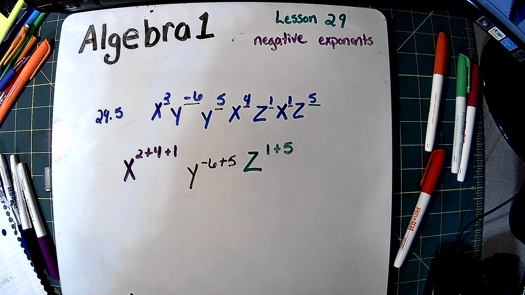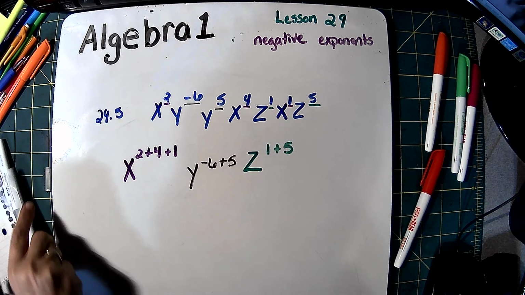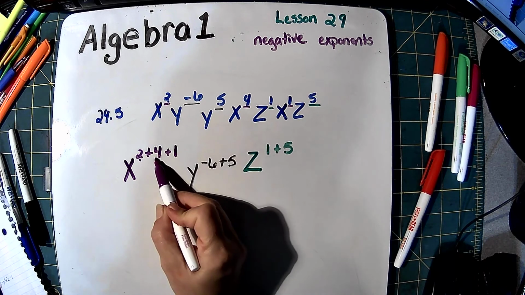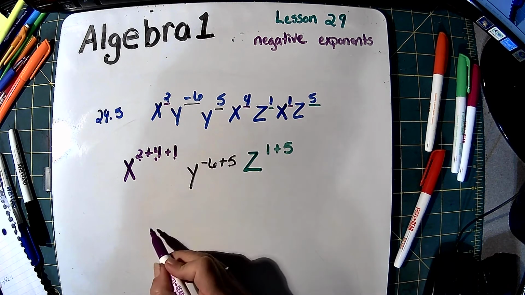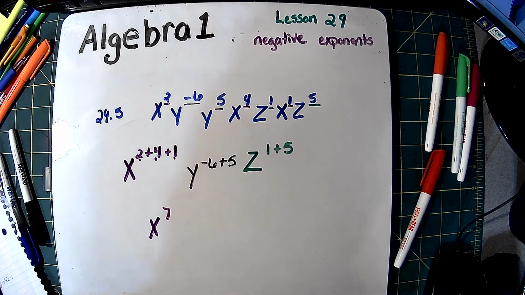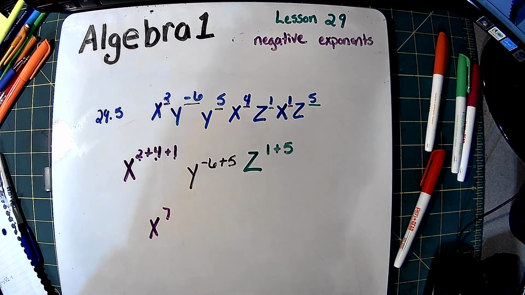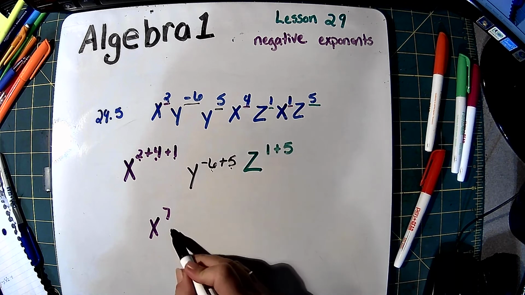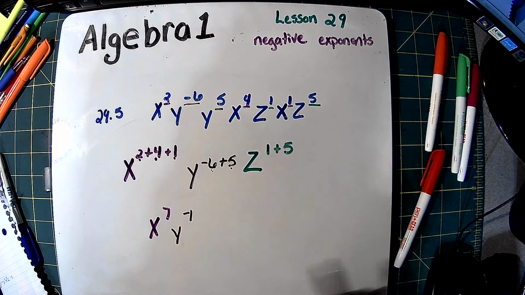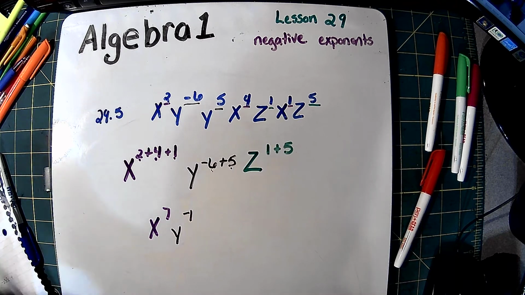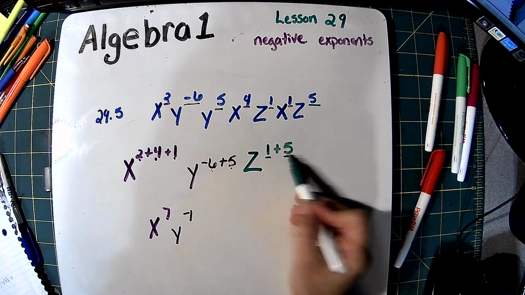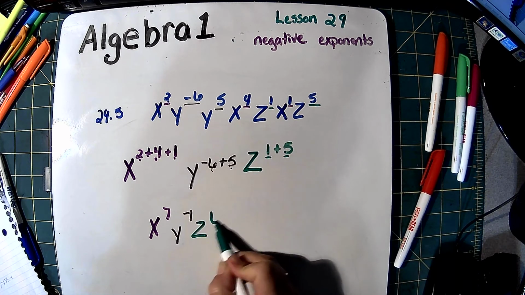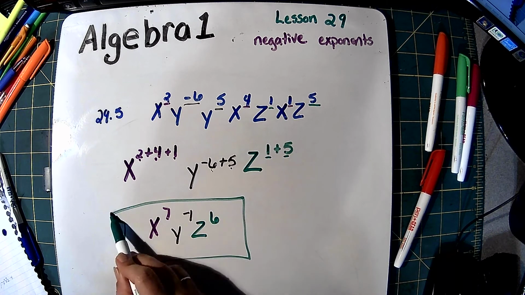Okay, now I'm just going to add all this together. So for my x's, I have 2 plus 4, which is 6, plus 1 is 7. So I have x to the 7th. For my y's, I have negative 6, positive 5. I owe $6. I pay back 5 of it. I still owe $1, so negative 1. And then for my z's, I have 1 plus 5, so that would be 6. So that's the answer right there.